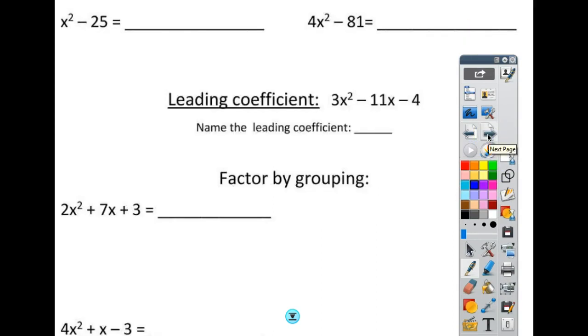Okay, and we have some more. Do y'all want to do these, or y'all got it? You got it? Okay, so now let's talk about the ones that do start out with a leading coefficient. Okay, what's the leading coefficient here? 3.